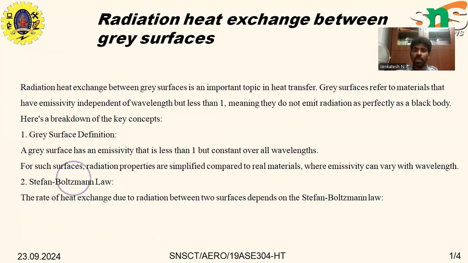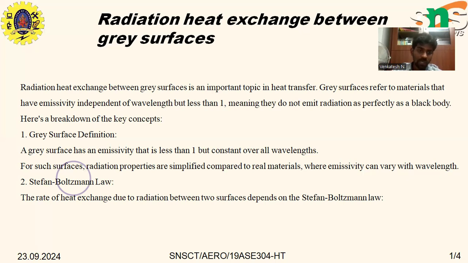So in this, the concept of emitting radiation as a black body comes from the breakdown during the session of the surface definition. A gray surface has an emissivity that is less than 1 but constant over all wavelengths. For such surfaces, the radiation properties are simplified compared to real materials where emissivity can vary with wavelength, and using the Wien displacement law. And this Wien displacement law is how to interact with the area of the Stefan-Boltzmann law.